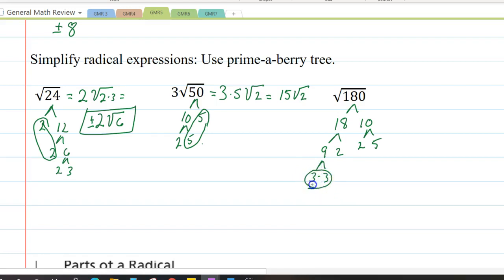I have a pair of 3s that need to come out. I have a pair of 2s that need to come out. And then the 5 is all by himself in the house. So I have a 3 that came out, I have a 2 that came out, and the 5 is left inside. Well, 3 times 2 is 6, and the square root of 5 is left inside.